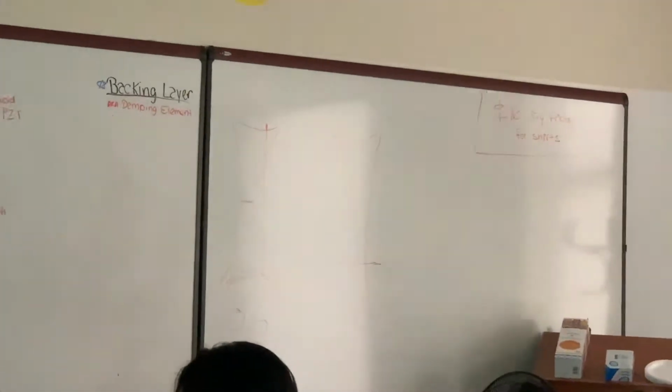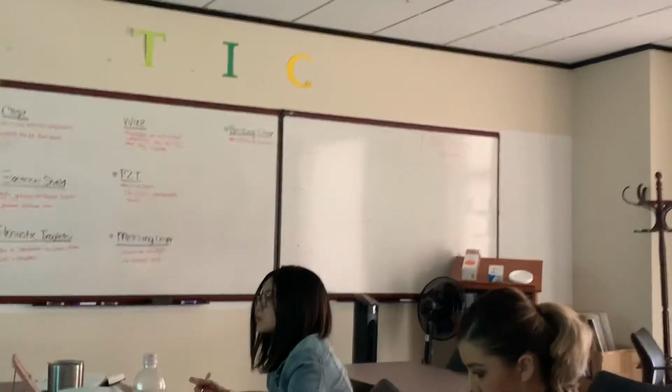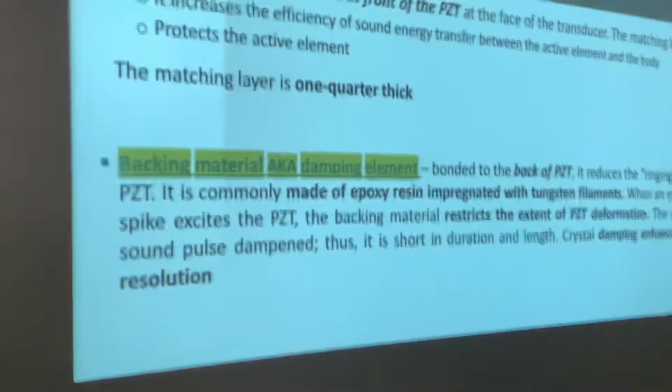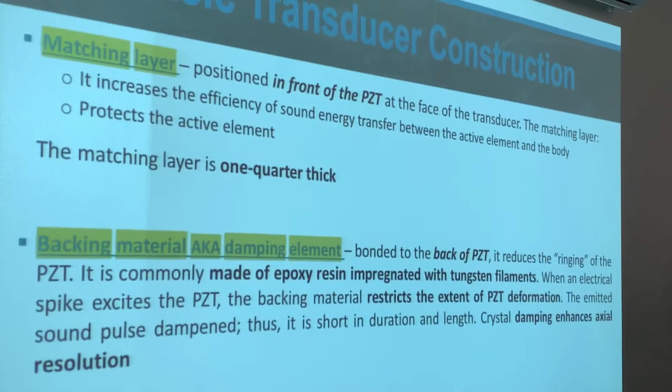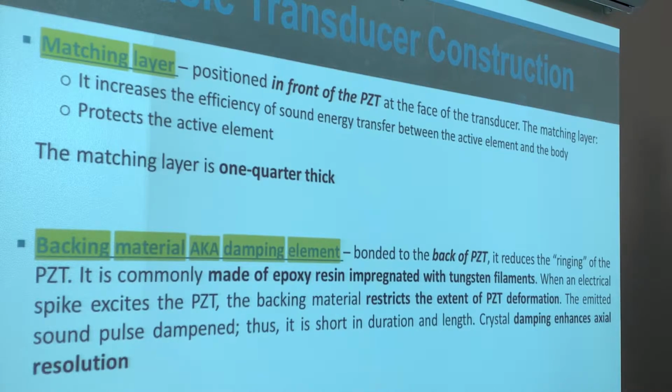So that's why I always say, be honest when you drop it, because you're not gonna get in trouble, unless you're a repeat offender. It's for patient satisfaction and to get the best quality images, because if we're not getting all the diagnostic information we need from the crystals being damaged, then we're not doing our service to the patient. Okay? So again, the matching layer increases the efficiency of sound, and it also protects the active element. It is 1/4 wavelength thick.